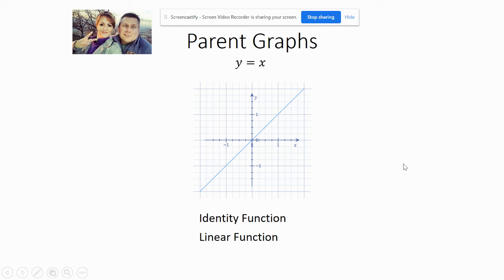The next one is still a linear function, and this one is also the parent function we call y equals x, sometimes called the identity function. We have no horizontal or vertical shifts here, and it makes a line. So linear ones make lines. Those are pretty easy to remember.